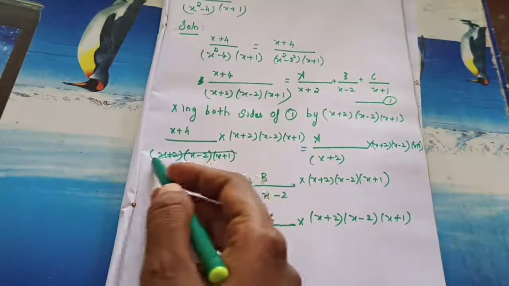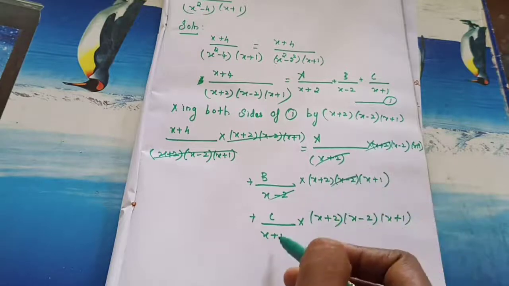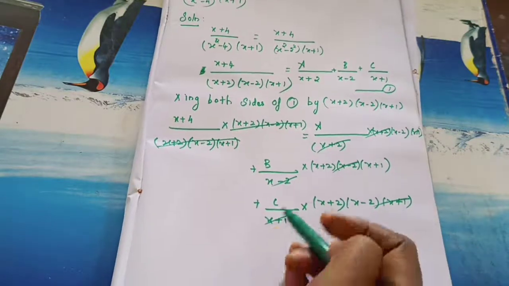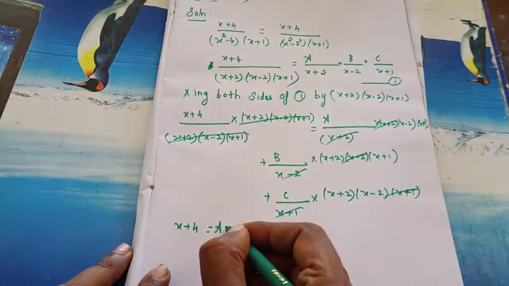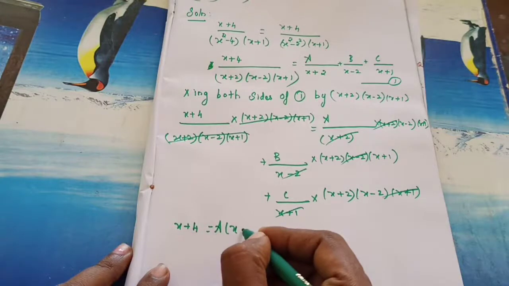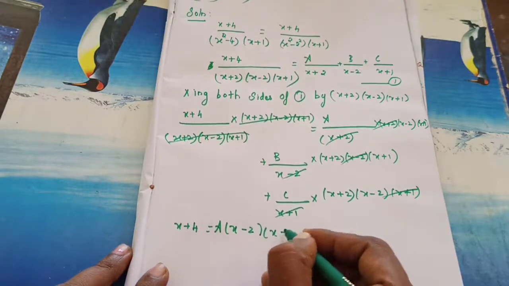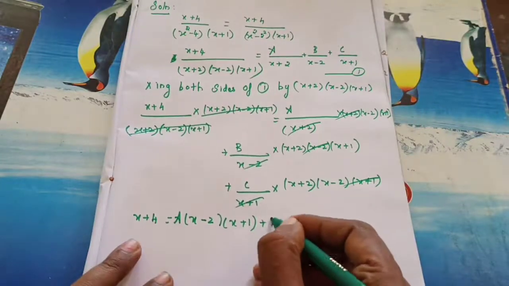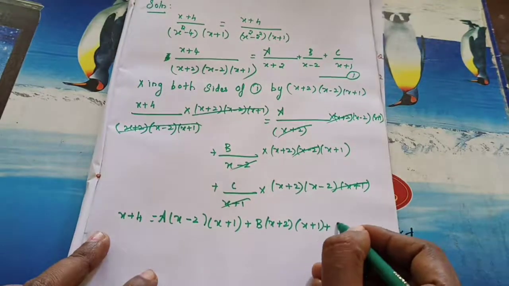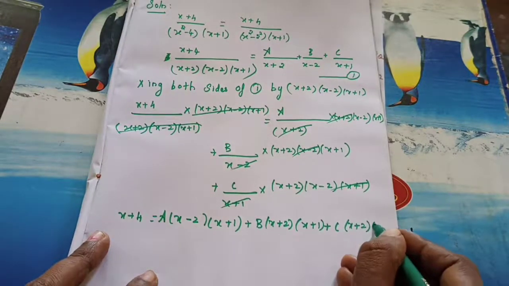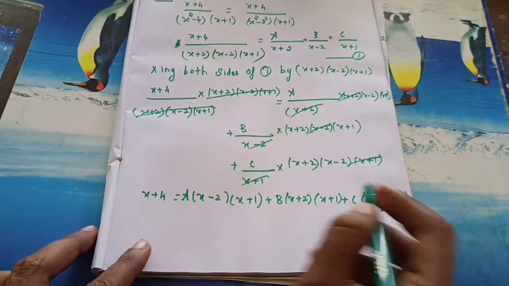Understand? So what are the terms? These 3 will get cancelled: x + 2, x + 2, x - 2, x - 2, x + 1, x + 1. So what is the balance here? x + 4 is equal to A(x - 2)(x + 1) plus B(x + 2)(x + 1) plus C(x + 2)(x - 2). Okay, now this one you take as equation number 2.